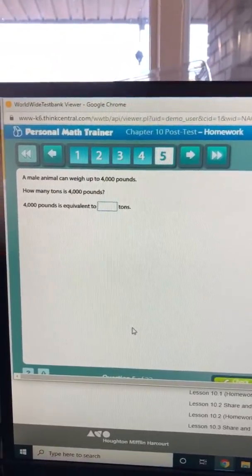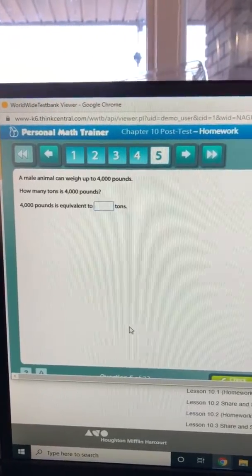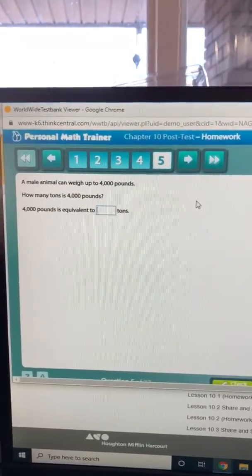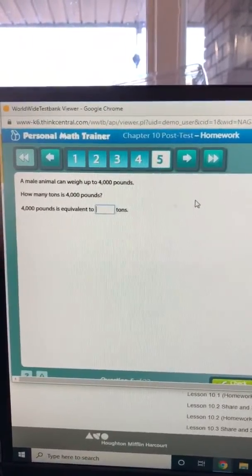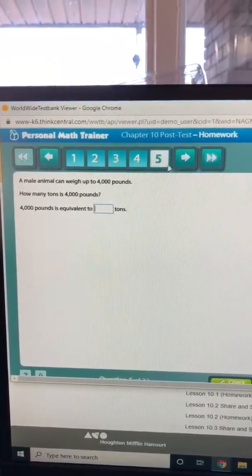A male animal can weigh up to 4,000 pounds. How many tons is 4,000 pounds? Well, that one's really easy. If you know how many pounds are in a ton, you can figure out how many tons are involved here.